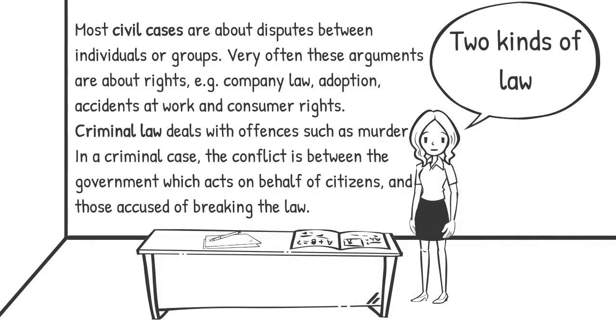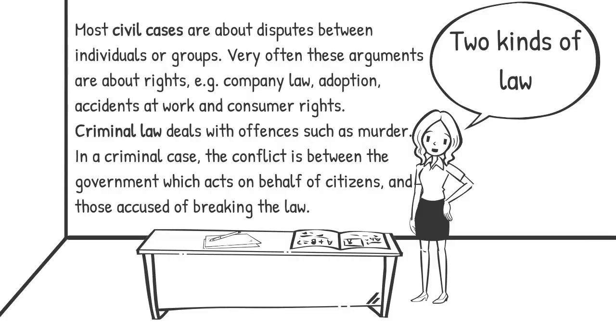Over many centuries of law-making, two separate but related branches of the law have developed to meet with changing circumstances. They are called civil law and criminal law. Most civil cases are about disputes between individuals or groups, and very often these arguments are about rights. Examples include company law, adoption, accidents at work and consumer rights. Criminal law deals with offenses such as murder, theft and drug dealing.